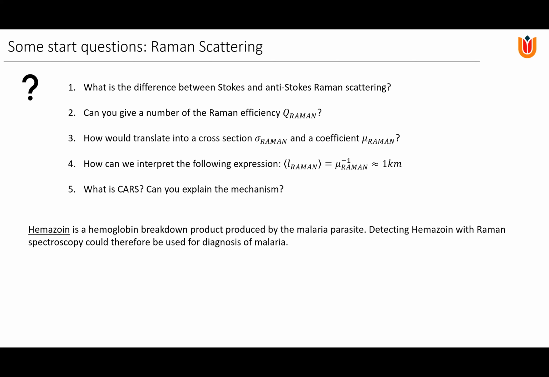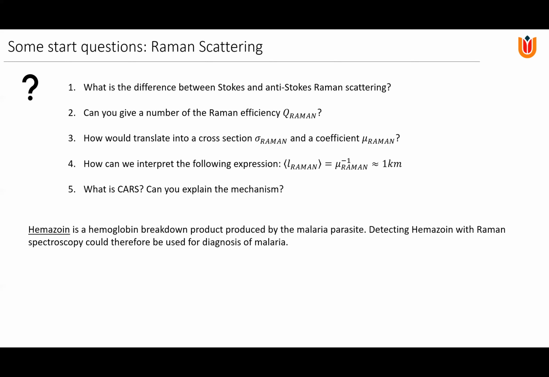I have a question. This is just something to calculate. Before COVID was a big problem, malaria was a big problem. So this question relates to that.